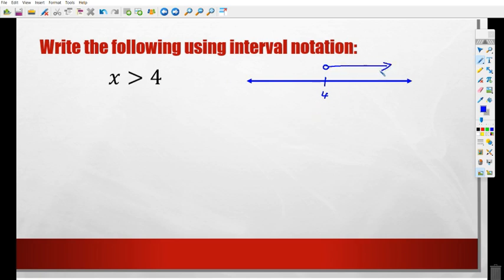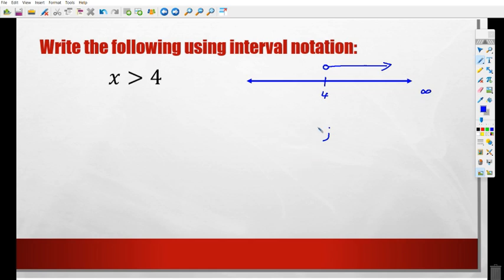Now, how am I going to represent this in a different format? Can you see that x is greater than 4, meaning that it's going up forever and ever? So x can be any value from 4 until infinity. It never stops. It can be any value above 4. This arrow never stops going. It goes 4, 5, 6, 7, 8, 9, 10, 11, 12 for infinity. Which one's bigger, 4 or infinity? Infinity, obviously.